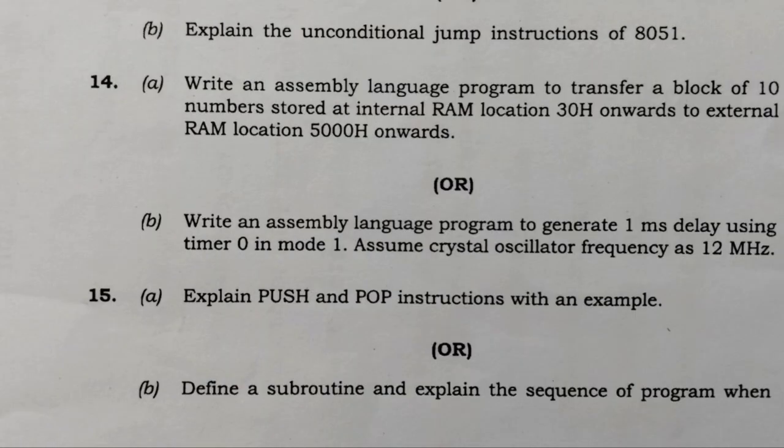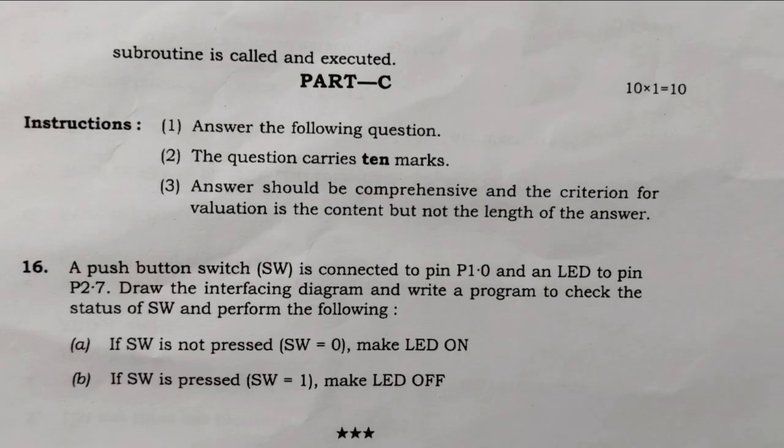14th question, B bit. Write an assembly language program to generate 1 millisecond delay using timer 0 in mode 1. Assume crystal oscillator frequency at 12 MHz. 15th question, A bit. Explain push and pop instructions with an example. 15th question, B bit. Define a subroutine and explain the sequence of a program when subroutine is called and executed.